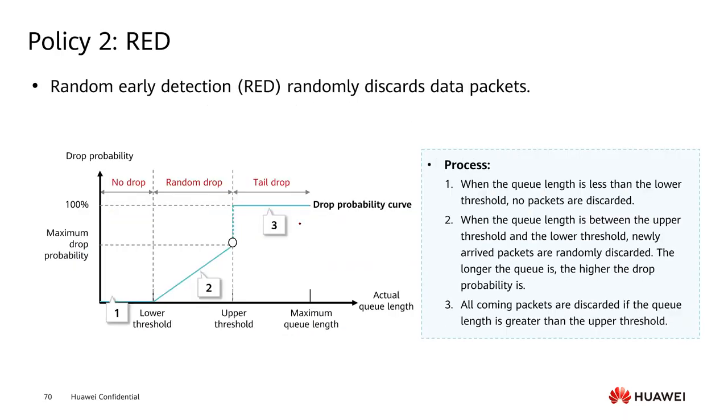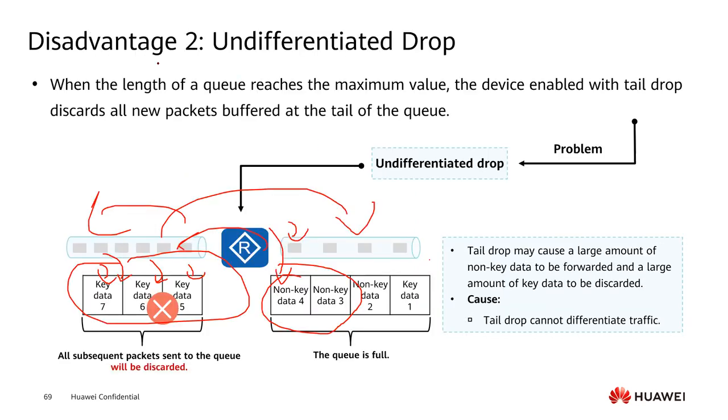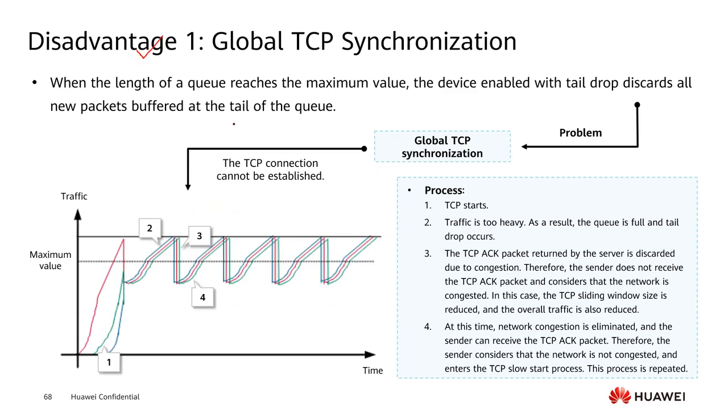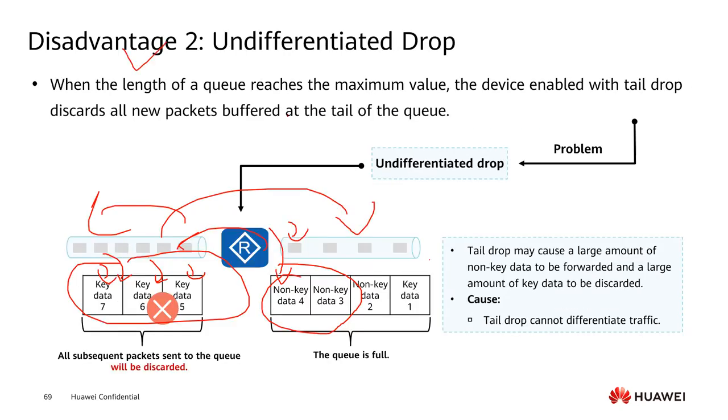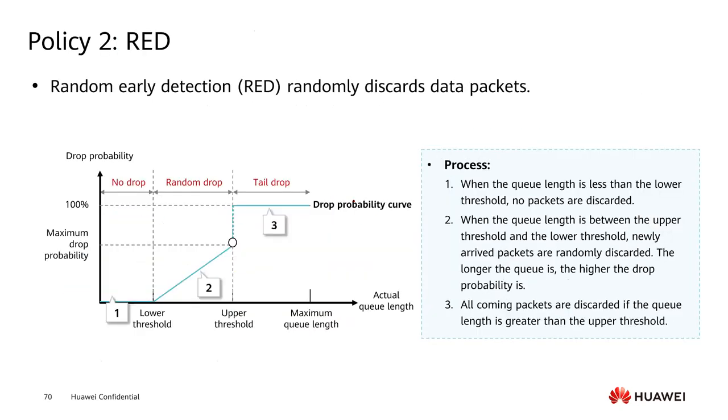So congestion avoidance is trying to avoid those two situations. So how to avoid this? There are two ways. First is called RED, random early detection. Random early detection can help us drop packets randomly.